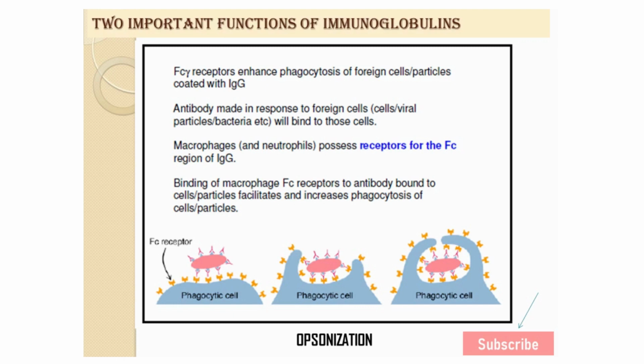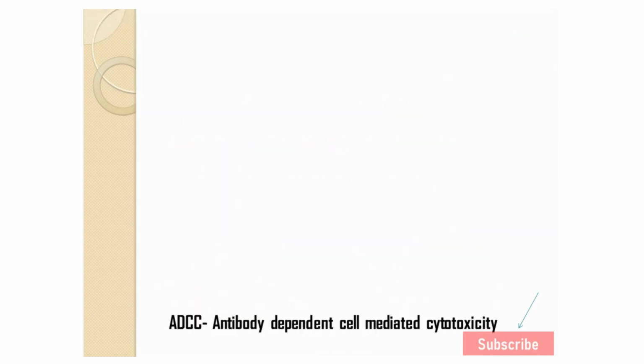Inside the phagocyte, the pathogen becomes the target of various processes that include enzymatic digestion, oxidative damage, and the membrane-damaging effects of antibacterial peptides. Another important function is the antibody-dependent cell-mediated cytotoxicity.